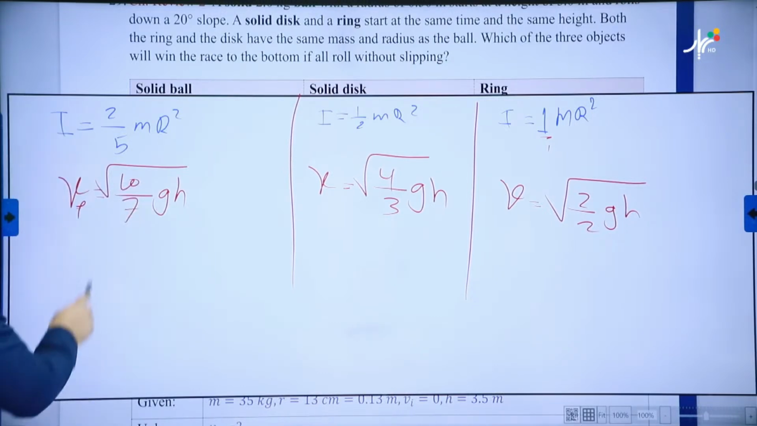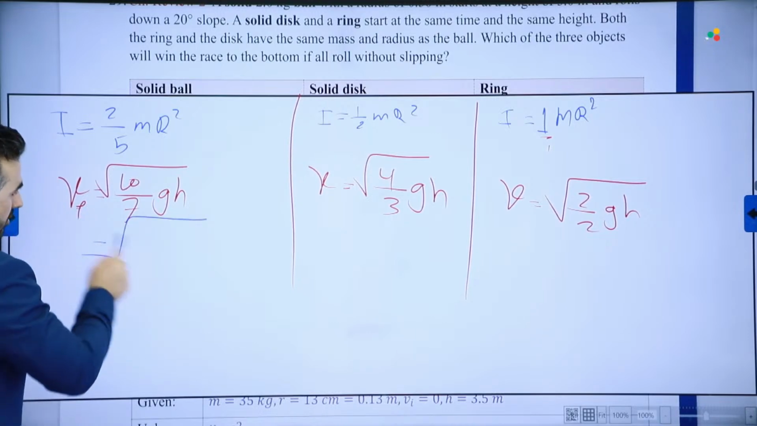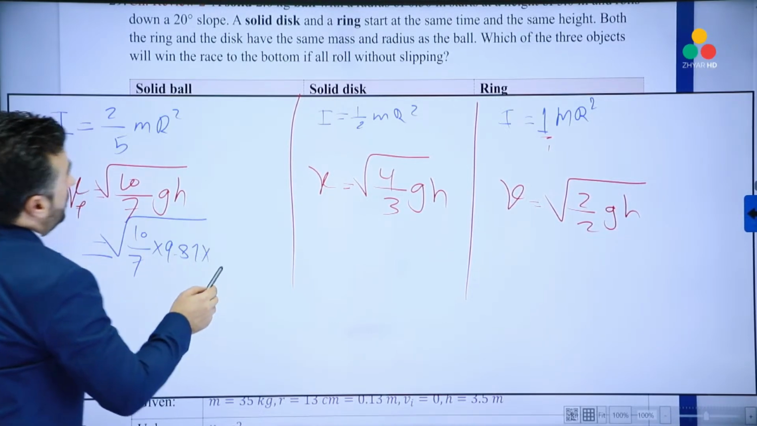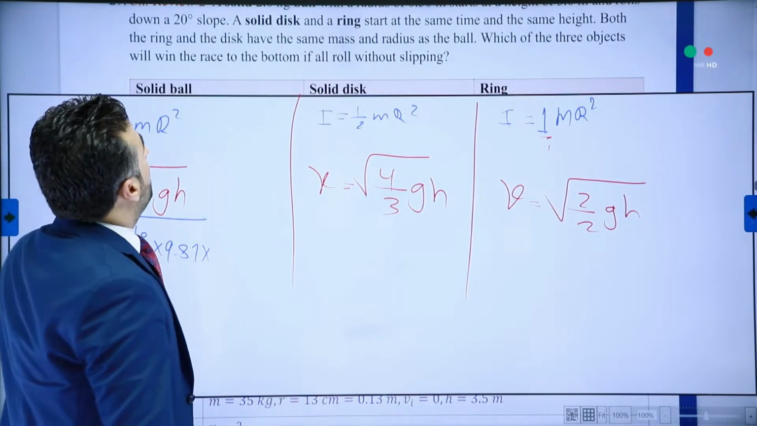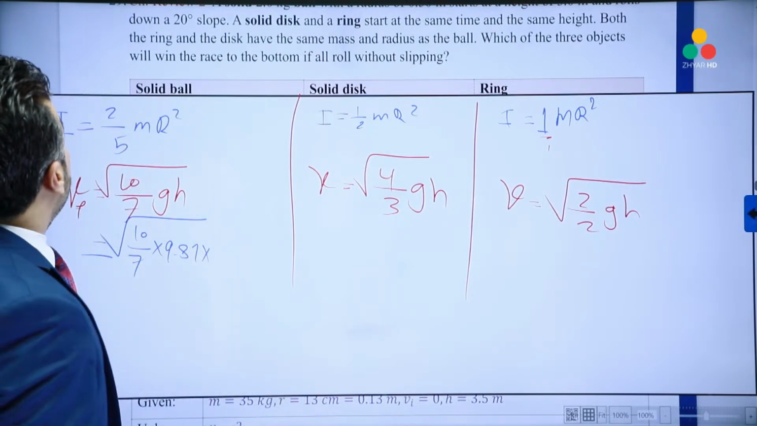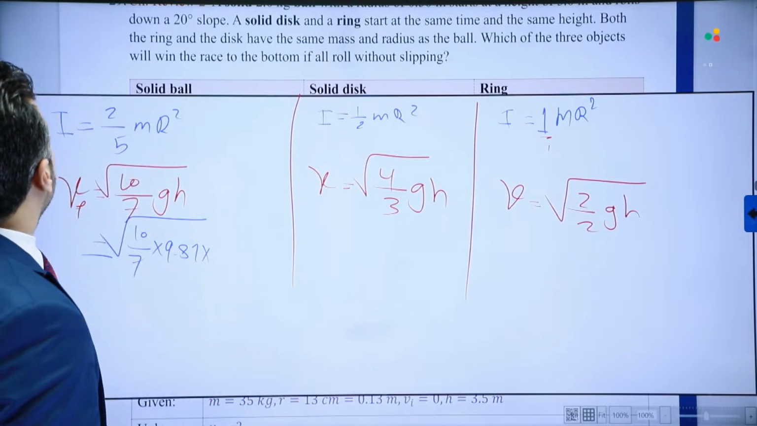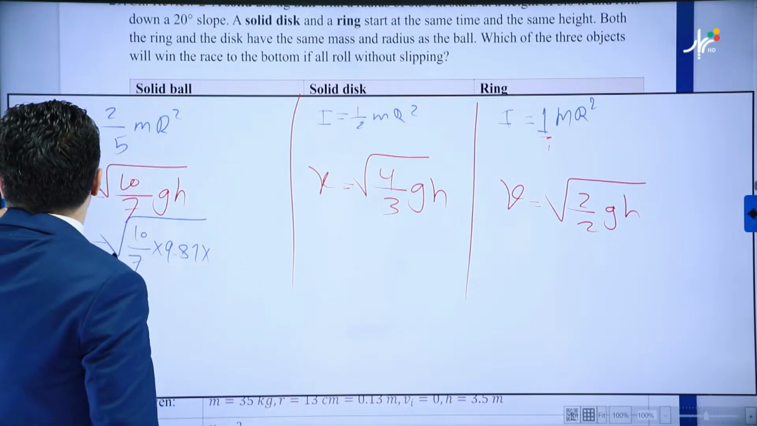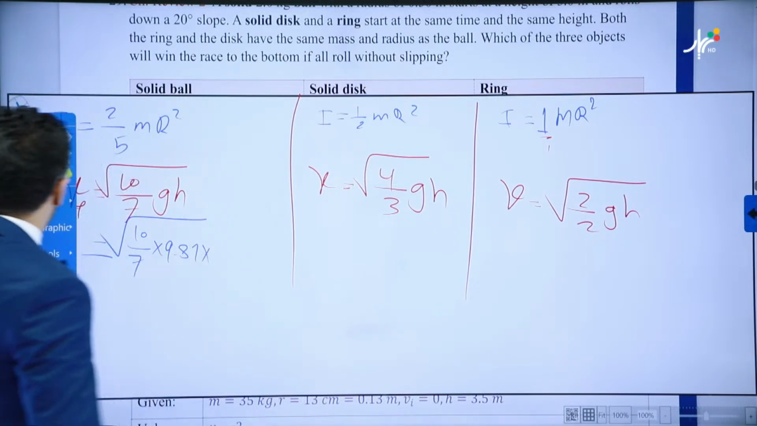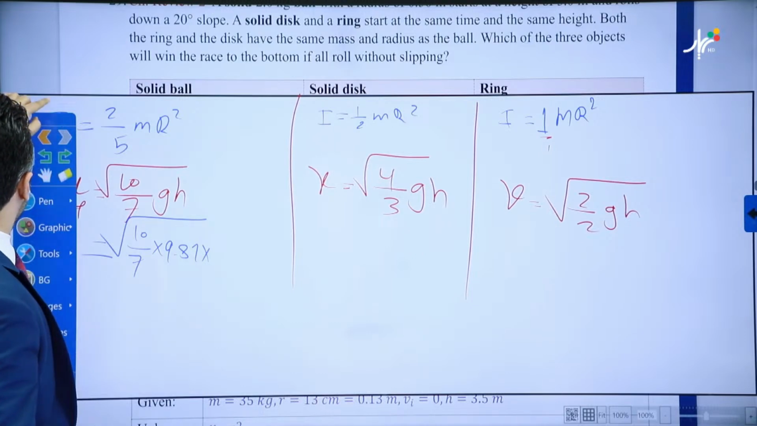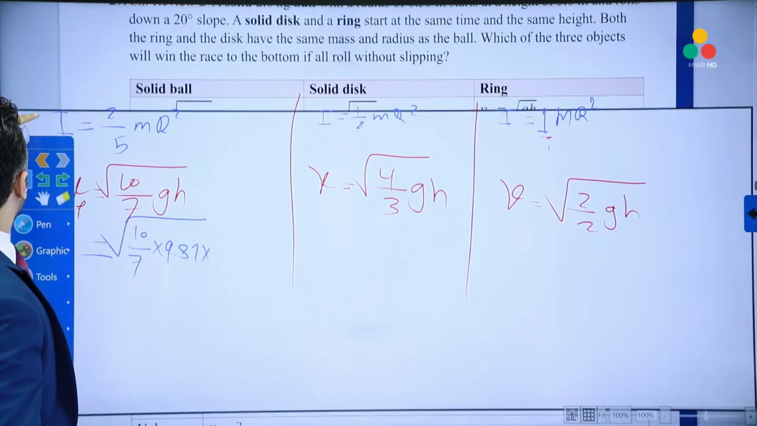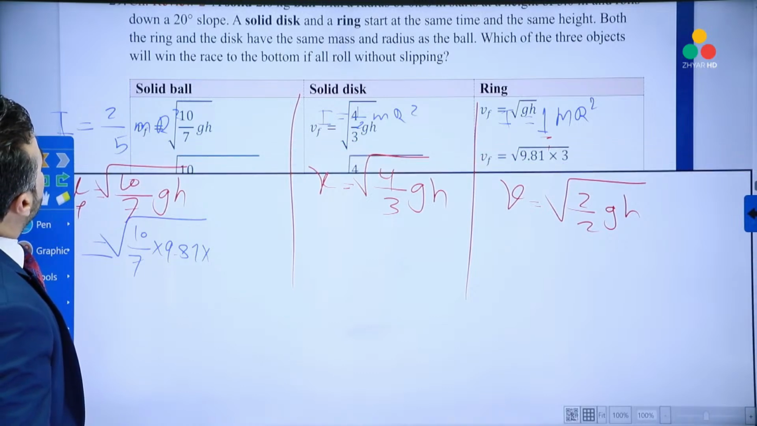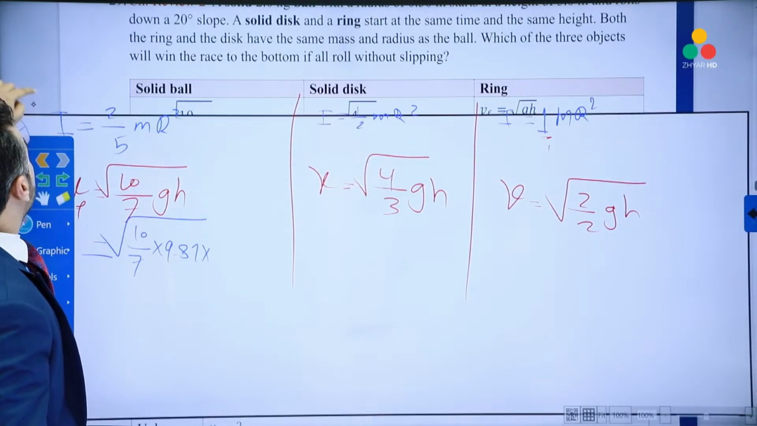All right, so in this case, it's going to be 10/7 times 9.81 times the height. What is the height? The height is, I think it's over there. I think it was 2 meters. Let's move this. What was the height? All right, the height is 3 meters, yes.